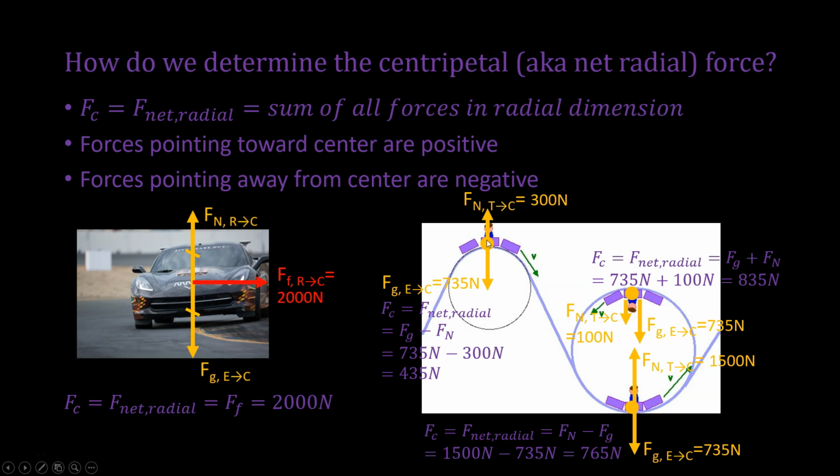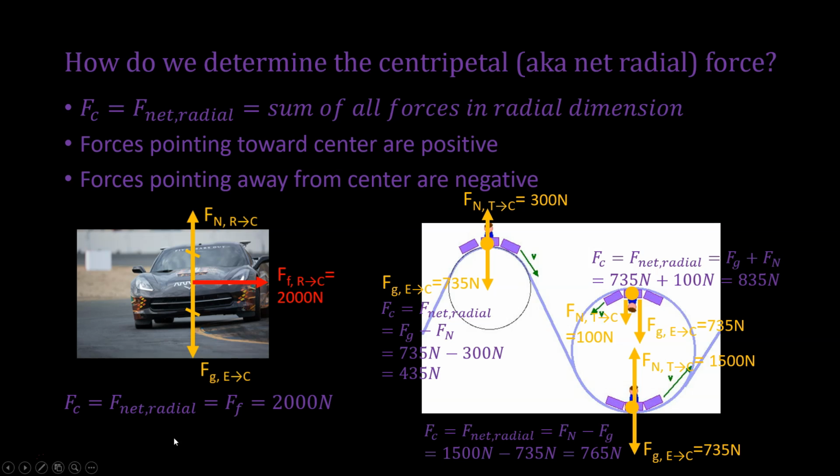At the top, it is the gravity force minus the normal force. In an upside down loop, it is the normal force and the gravity force added together. And at the bottom of the loop, it is going to be the normal force minus the gravity force.